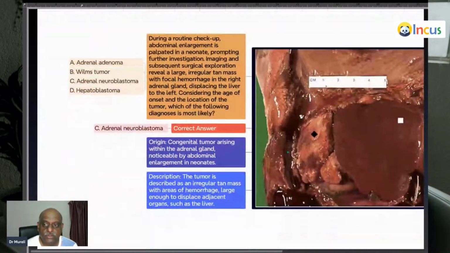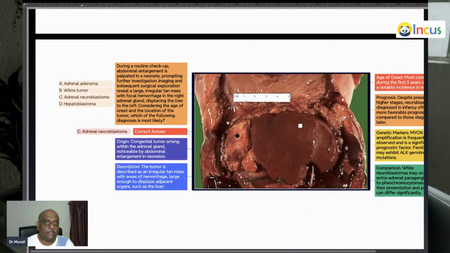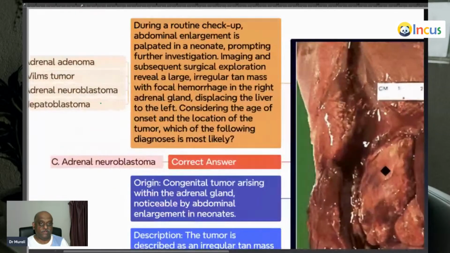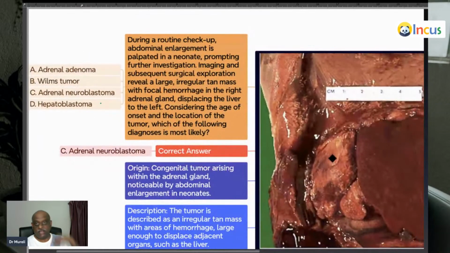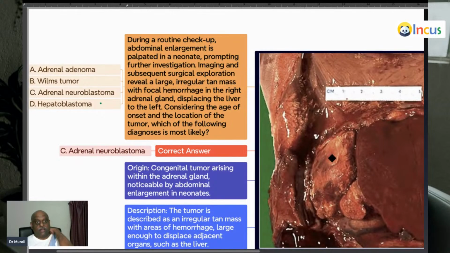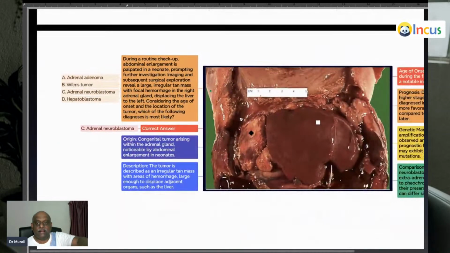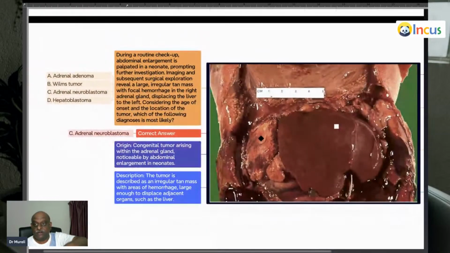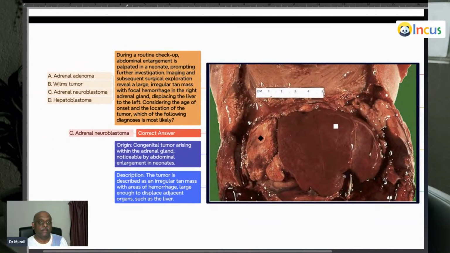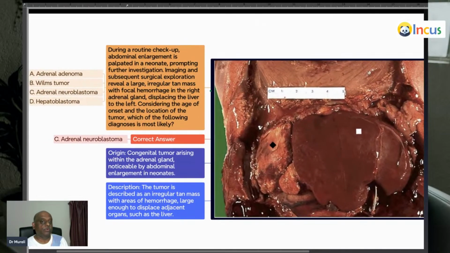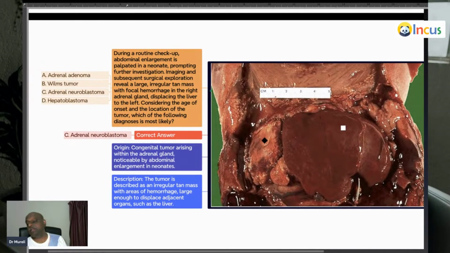Now, during a routine checkup, abdominal enlargement is palpated in a neonate. So this is the typical appearance, prompting investigation. Now, there's a focal hemorrhage in the right adrenal gland, which is displacing the liver to the left. So, what is it most likely? It is an adrenal neuroblastoma.